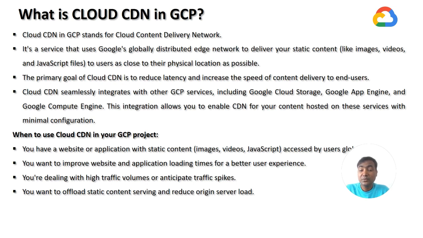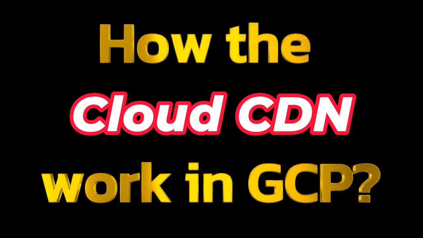Cloud CDN can be used in conjunction with Google HTTPS load balancing service to secure and accelerate the delivery of HTTPS content. This includes automatic provisioning and renewal of SSL/TLS certificates. Cloud CDN seamlessly integrates with other GCP services including Google Cloud Storage, Google App Engine, Google Compute Engine and more. This integration allows you to enable CDN for your content hosted on these services with minimal configuration.